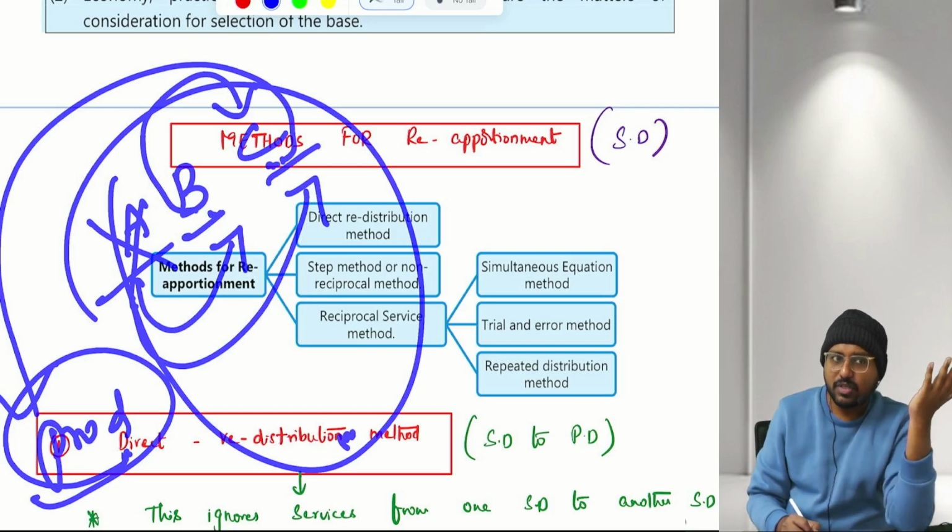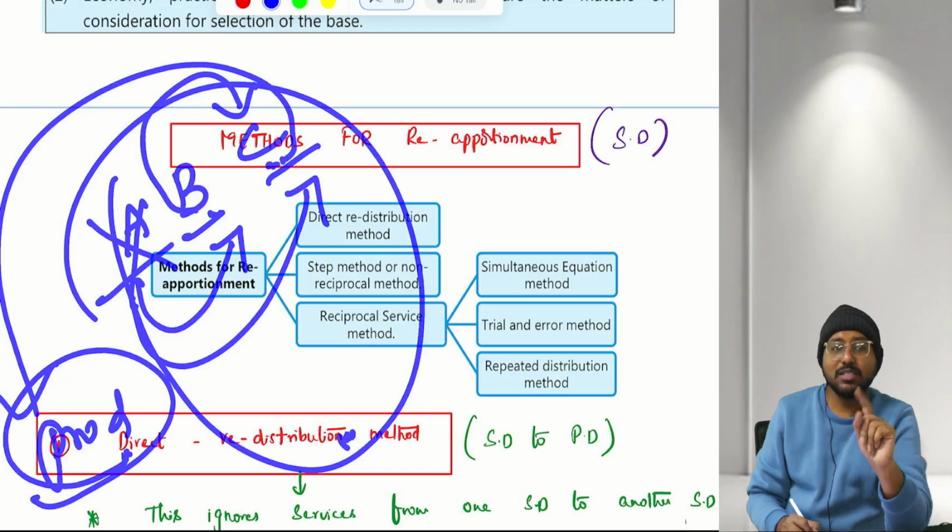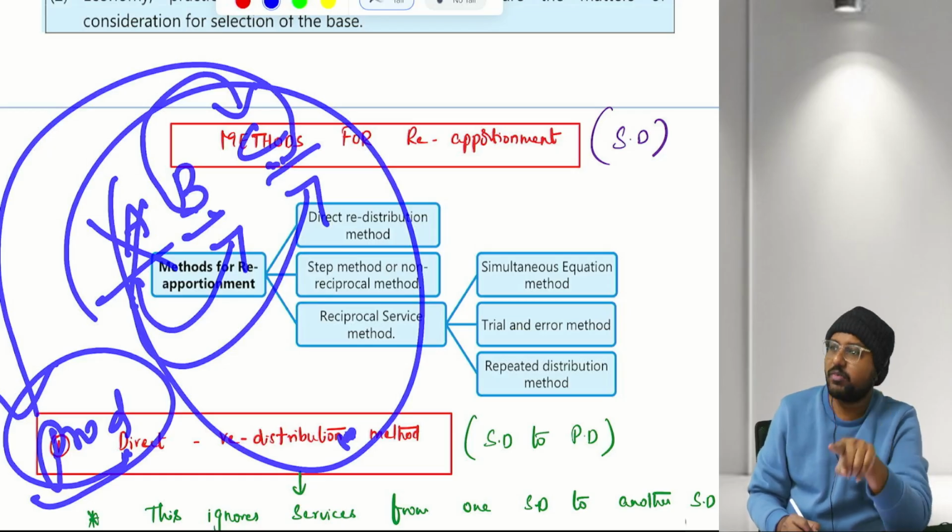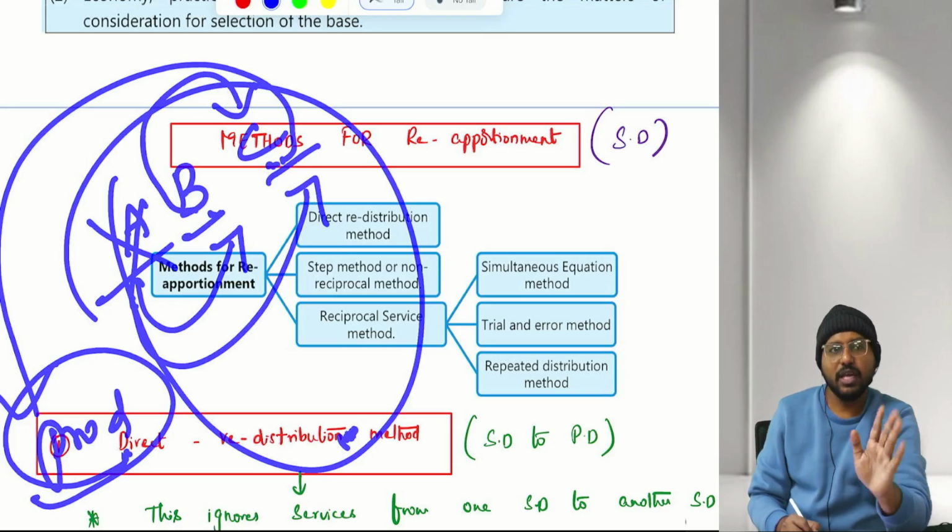Then we are confused. Then, very simple, we need to understand the order of apportionment. Order means first I should start with which service department, next which service department, next which service department. That will also be given in the question. The question will say, go in this order: first A, next B, next C. Then we'll follow A, B, C. Then it's the matter.